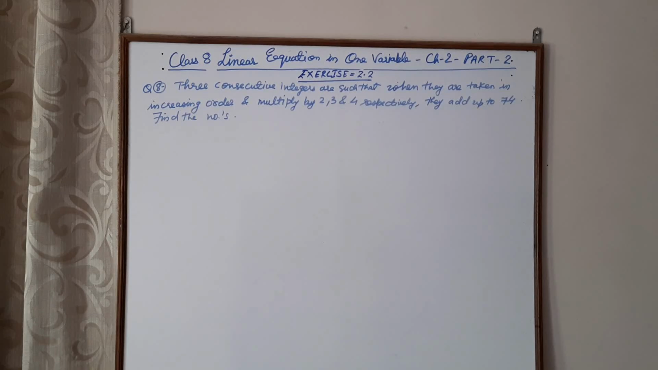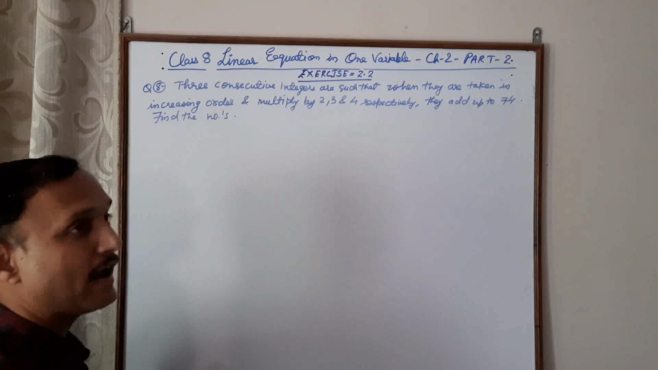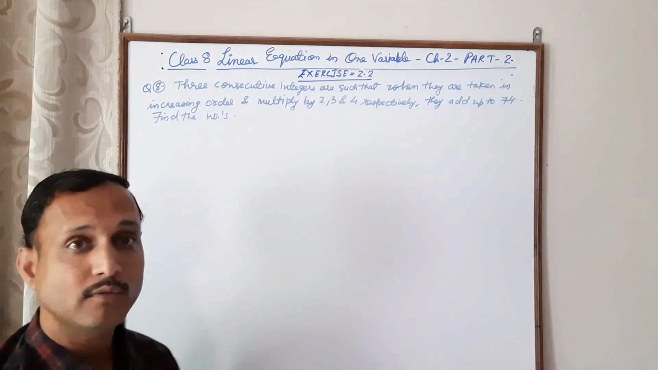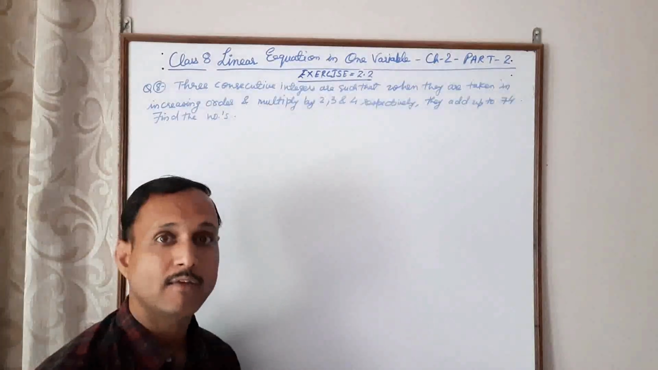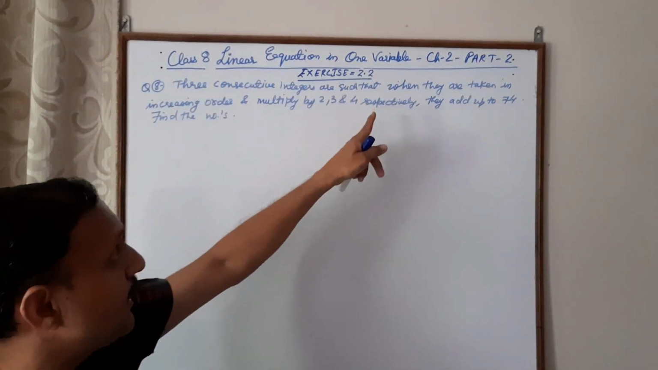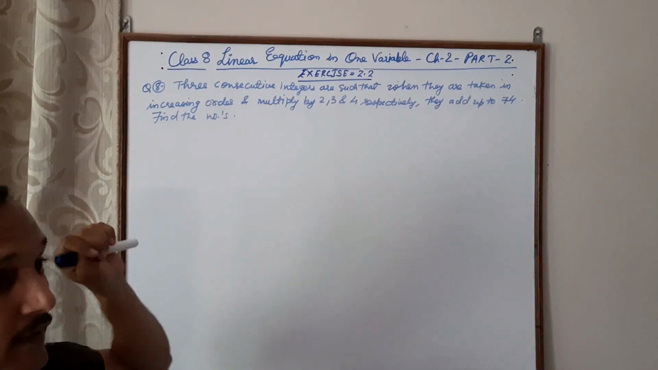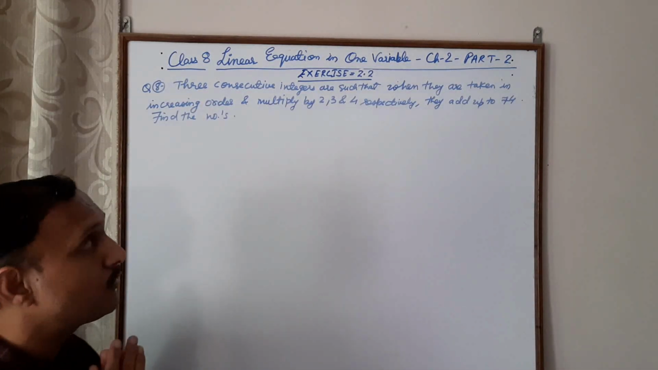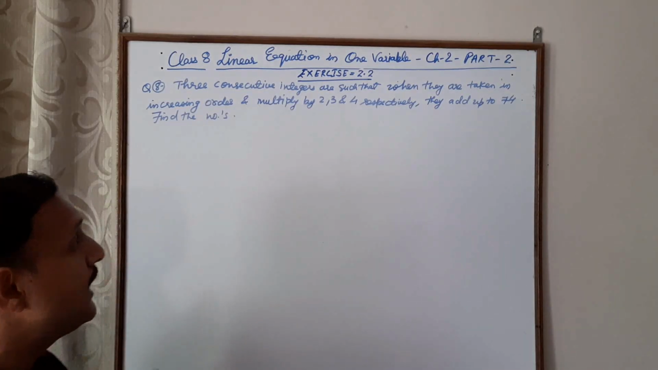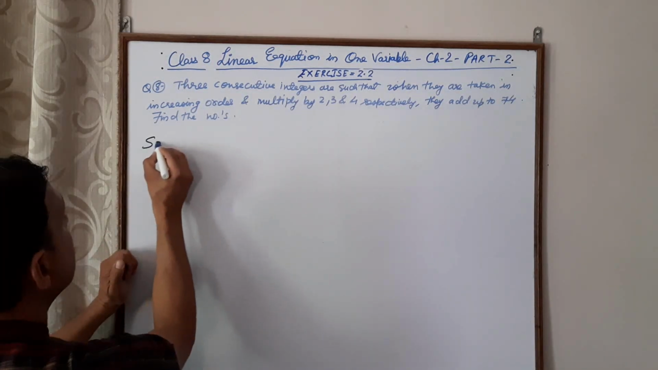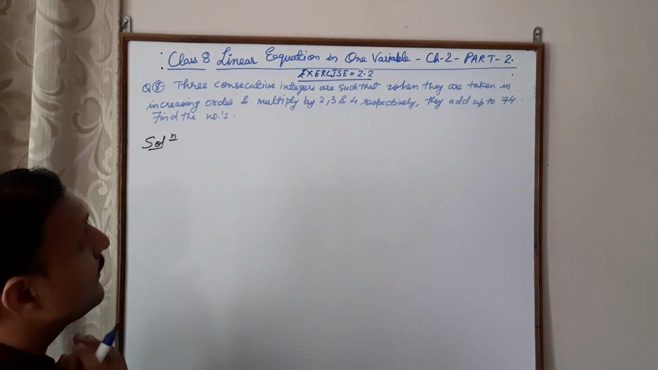Now let us begin question number 8. Three consecutive integers are such that... So whenever consecutive comes, we have to assume the first integer x, the second one x plus 1 and the third one x plus 2. When they are taken in increasing order, meaning smaller to larger, and multiplied by 2, 3, 4 respectively, they add up to 74. So let's form an equation of this one. Children, listen carefully, this one is somewhat difficult.